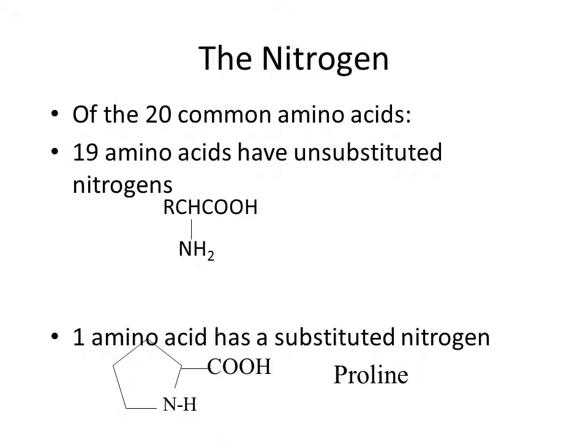The nitrogen in the amino acid, in 19 of them, sticks out just like a primary amine. And you can see in the way that I have drawn the simple structure, the amino group is just stuck out there, not attached to anything. But in one amino acid, the R group is a carbon chain that comes back around and connects up with the nitrogen and makes a ring. That amino acid is called proline. It is the only amino acid that has something like that, so it's a little different from the others.